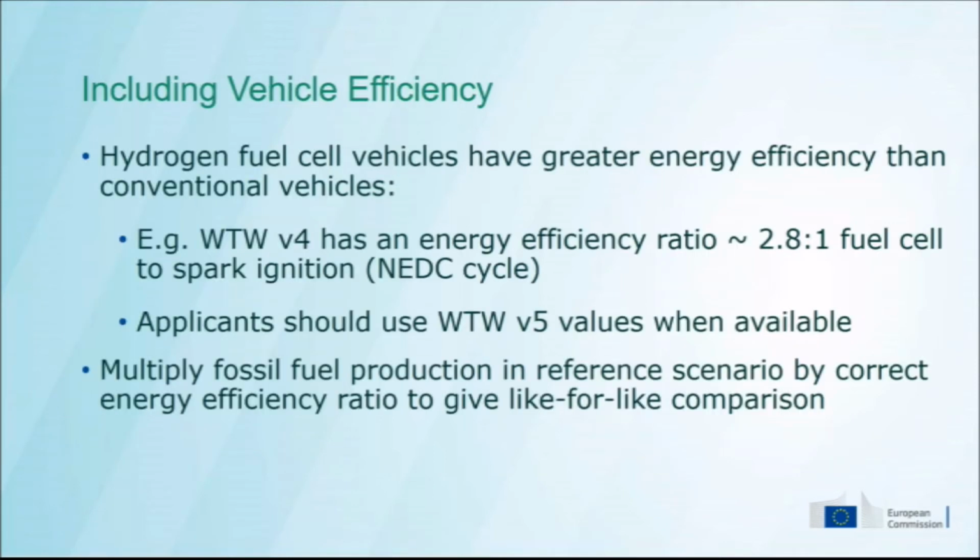So because we're doing this, we have to consider the vehicle efficiency, and hydrogen fuel cell vehicles have a greater energy efficiency than conventional vehicles. So for example, in the JEC well-to-wheel version 4, one of our top reference sources for literature, it's got an energy efficiency ratio of about 2.8 to 1 for fuel cell to spark ignition. Now, I should say at this point that this well-to-wheel study has been updated and, if it is not already published, it's in the process of being published literally in the next couple of weeks.